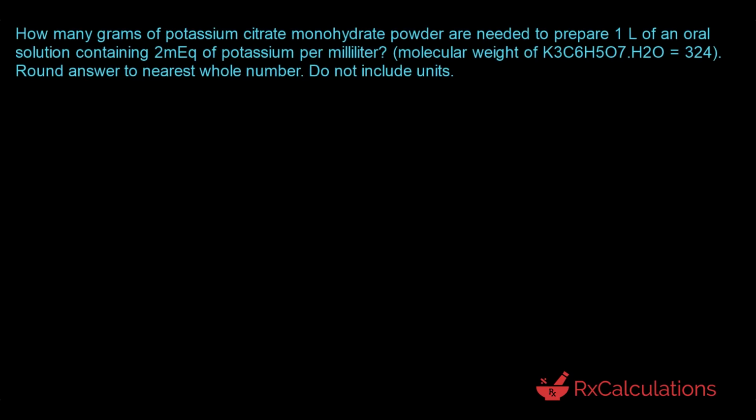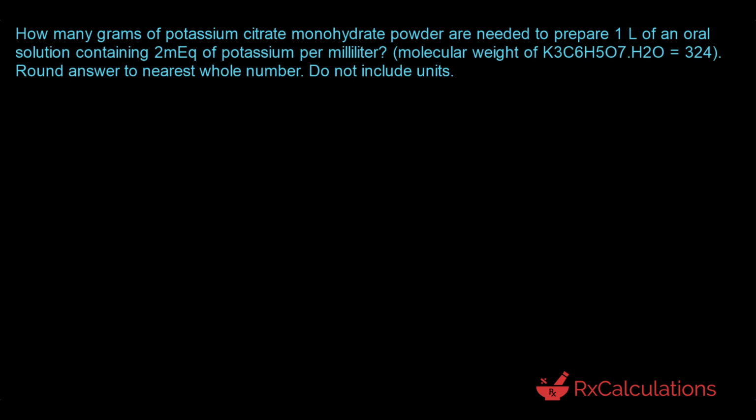And so this question says, how many grams of potassium citrate monohydrate powder are needed to prepare 1 liter of an oral solution containing 2 milliequivalents of potassium per milliliter? And then it gives you the molecular weight of the potassium citrate monohydrate as 324, and then says round to the nearest whole number, do not include units.